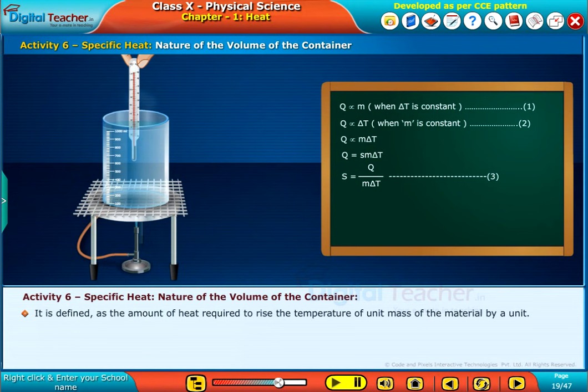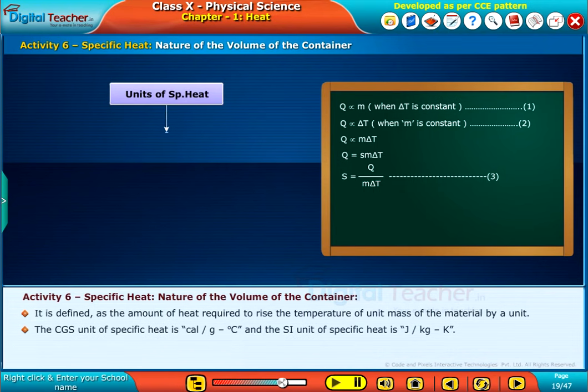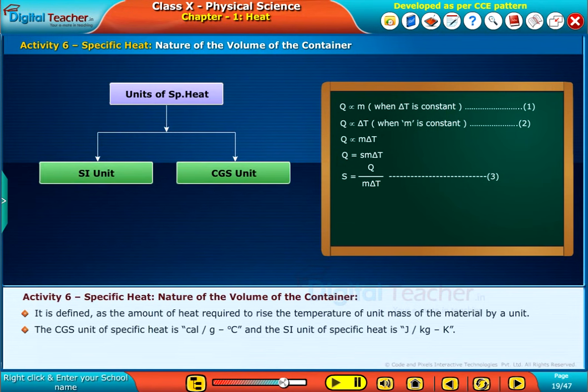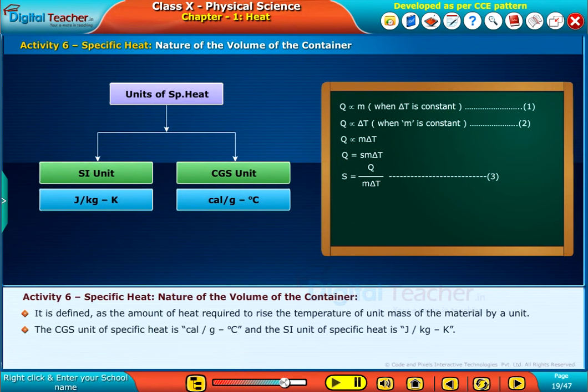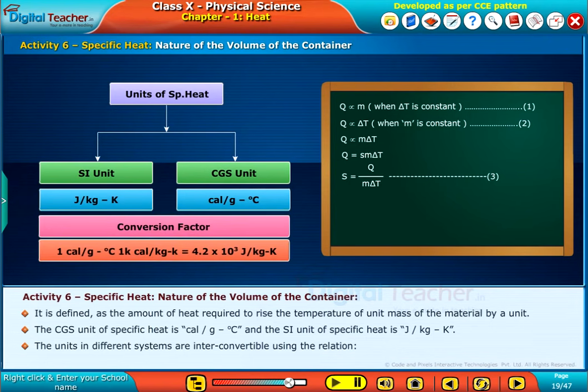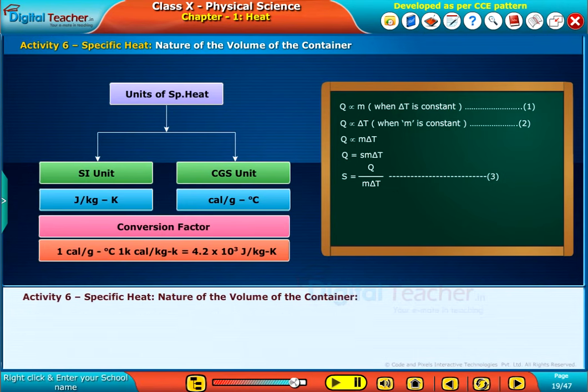It is defined as the amount of heat required to rise the temperature of unit mass of the material by a unit. The CGS unit of specific heat is calorie per gram degrees Celsius, and the SI unit of specific heat is joule per kilogram. The units in different systems are interconvertible using the relation 1 calorie per gram degrees Celsius is equal to 1 kilocalorie per kilogram Kelvin is equal to 4.2 into 10 to the power 3 joule per kilogram Kelvin.